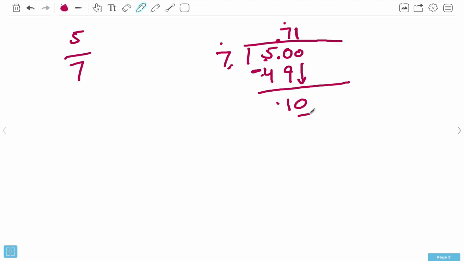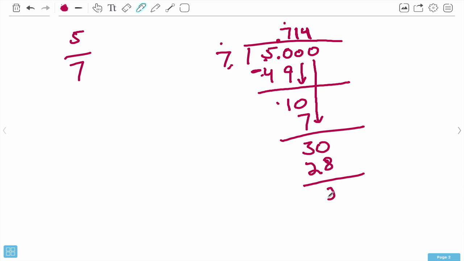So 7 times 1 is 7. That leaves us 3. Again, 7 is too big for 3, so we add a 0. We drop it down. 7 can go into 30 4 times. So 7 times 4 is 28. That leaves us with 2.